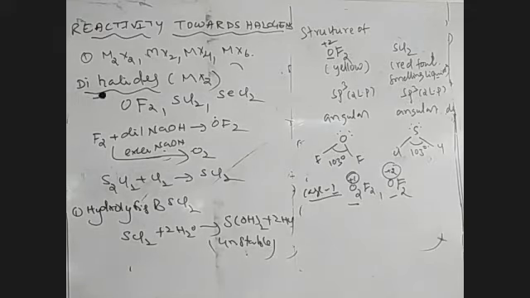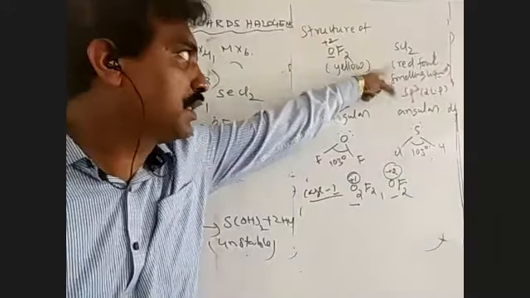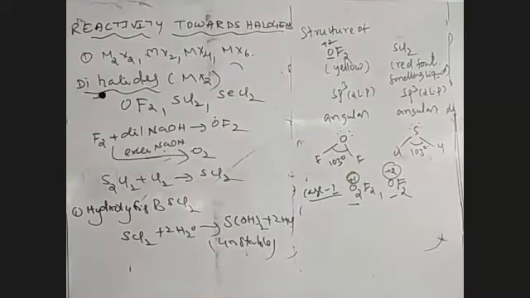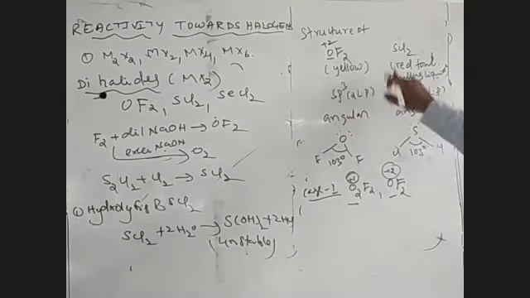Reactivity towards halogens: the dihalides MX2. Different types of dihalides are formed: OF2, SCl2 and SeCl2. OF2 can be prepared when F2 reacts with dilute NaOH, or F2 reacts with excess NaOH to form a compound of O2. Here OF2 is a pale yellow gaseous compound. SCl2 is a red, pungent-smelling liquid. In both OF2 and SCl2, the central atom undergoes sp3 hybridization and has two lone pairs.